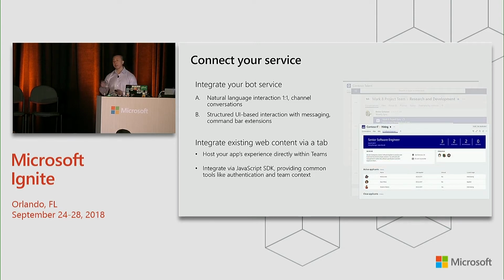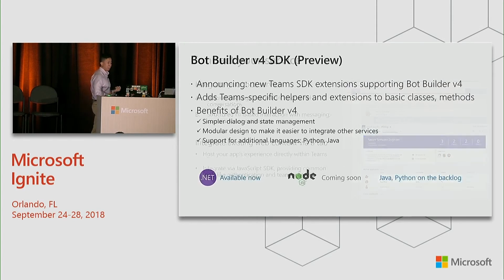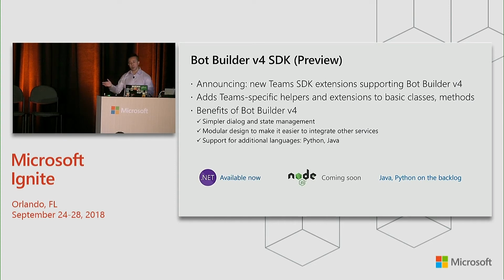We already talked about how you can integrate existing web application content via a tab, and you saw how easy that was. One thing that is new for Ignite this year is, for those that have experience building bots, there is a new SDK coming out, which is Bot Builder v4. This is a pretty substantial change in terms of how you implement your bot using the server-side SDKs in Node.js or C#. There's also now support for Java and Python for Bot Builder v4. And from a Teams standpoint, we are supporting those libraries because we have a lot of enhancements on top of the basic SDKs to facilitate Teams development.